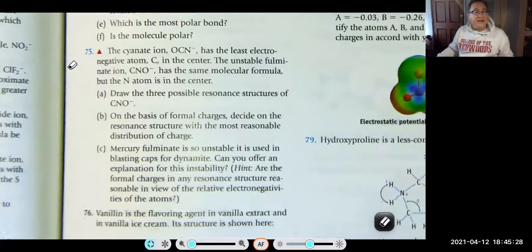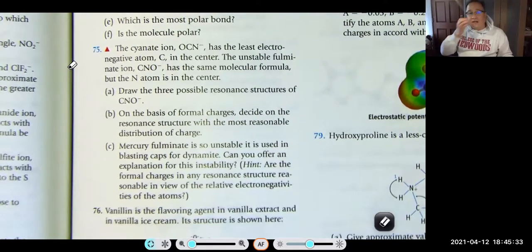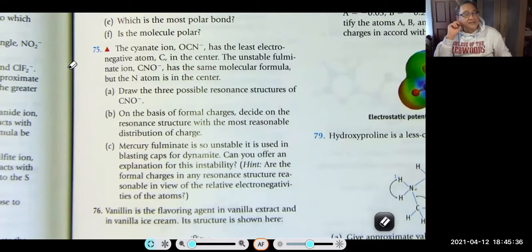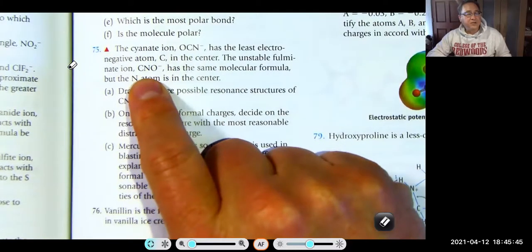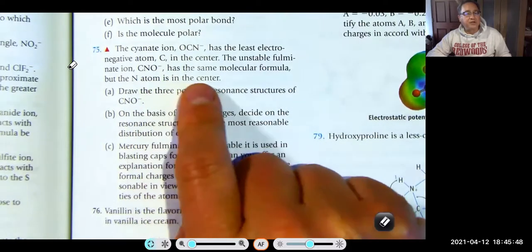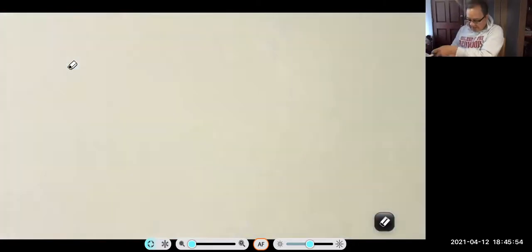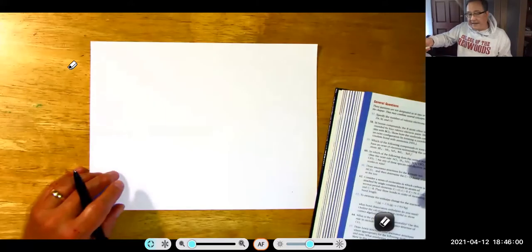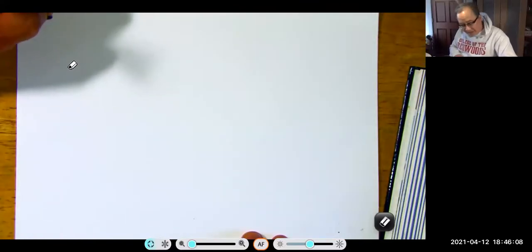Okay, the cyanate ion has the least electronegative atom, carbon, in the center. The unstable fulminate ion has the same molecular formula, but the nitrogen is in the center. So this is the cyanate, and this is the fulminate. Draw 3 possible resonance structures of fulminate. Okay, so here we go. Now remember, with fulminate, it's C, N and O. And this is number 75.